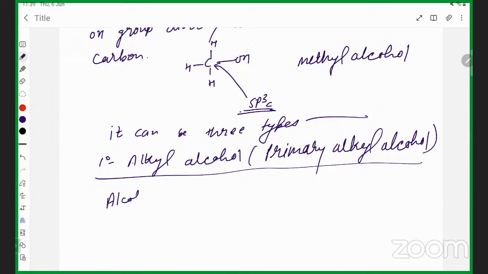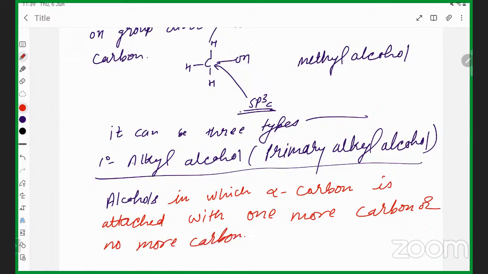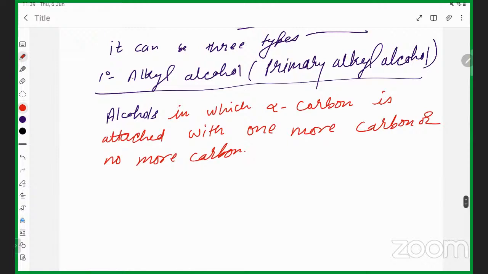Alcohols in which the alpha carbon is attached with one more carbon or no more carbon. Either it is attached with one more carbon or no more carbon, like CH3OH. This is 1 degree alcohol.